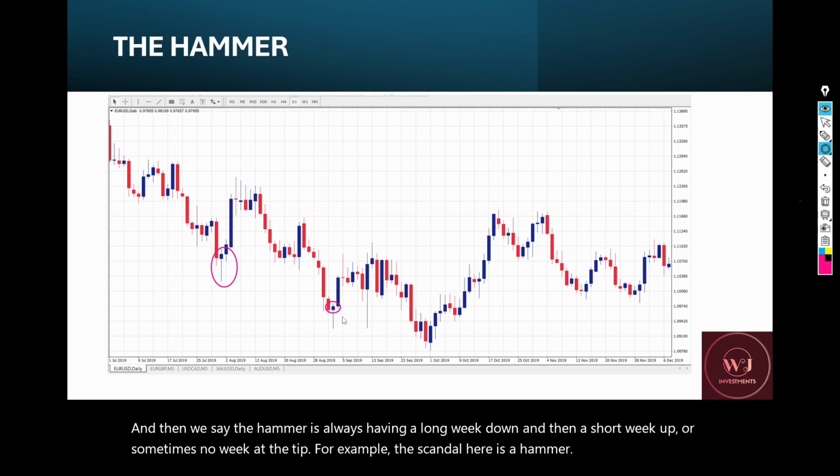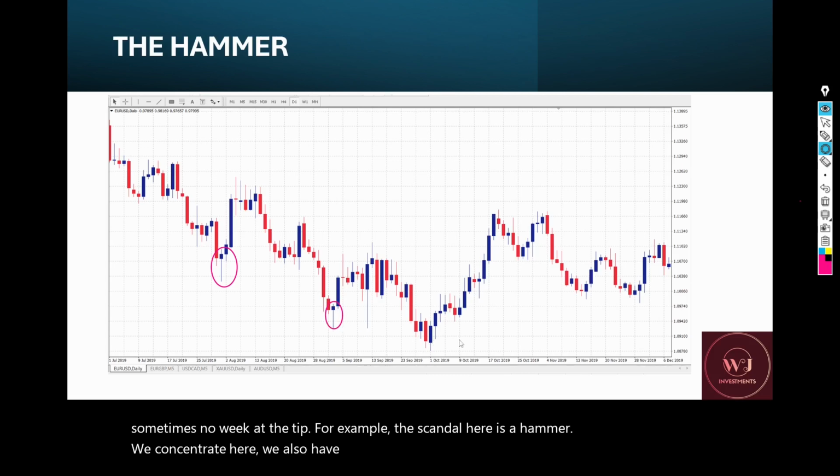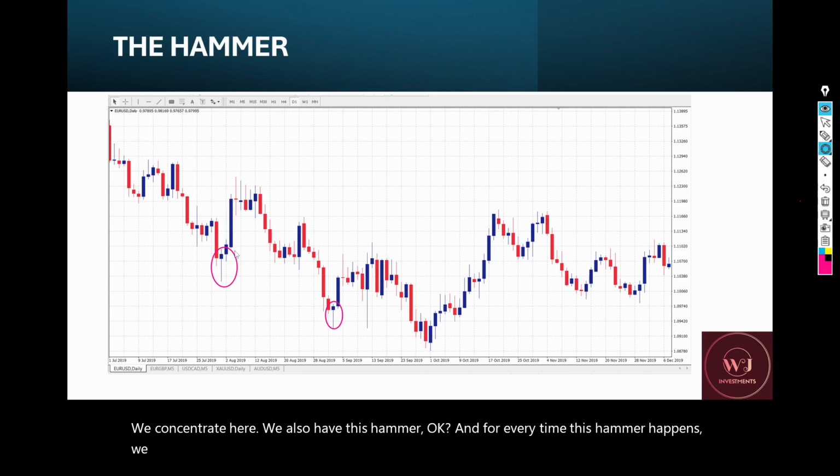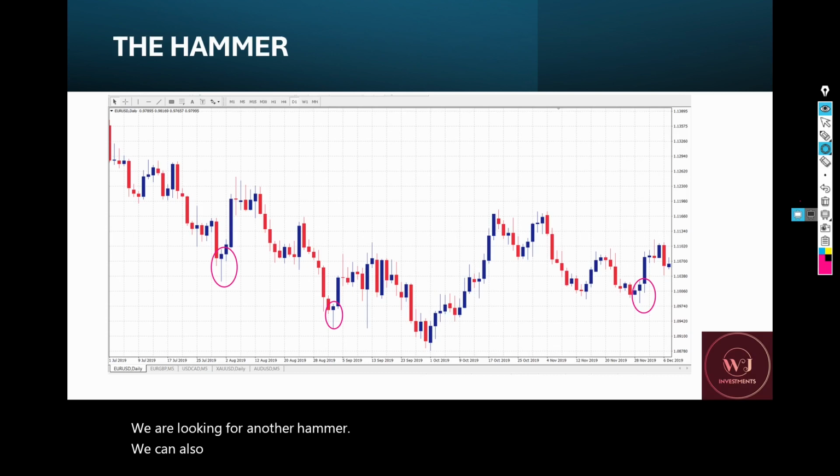We can see that right here we also have this hammer. And every time this hammer happens, we get a big retracement, or we get a change in trend. We are looking for another hammer. We can also see that right here we get a hammer.